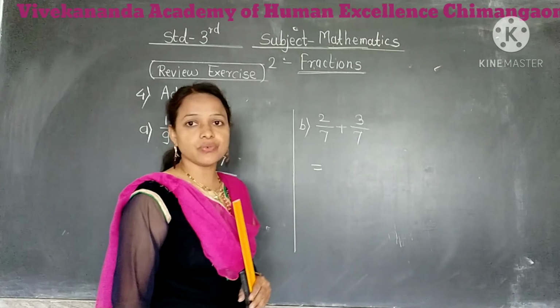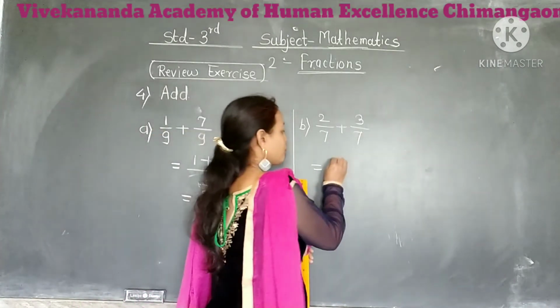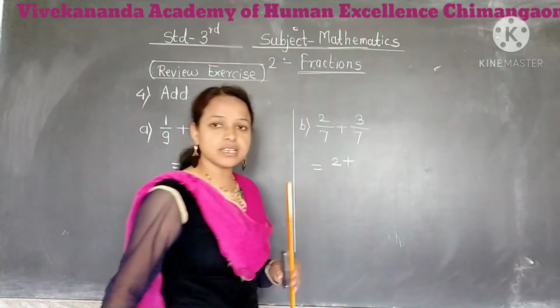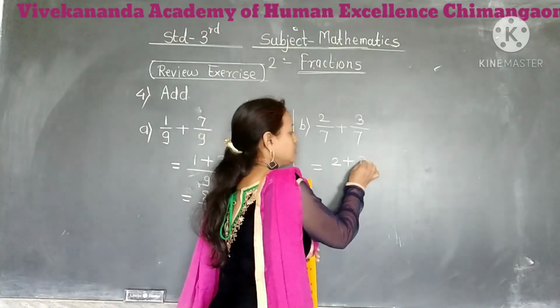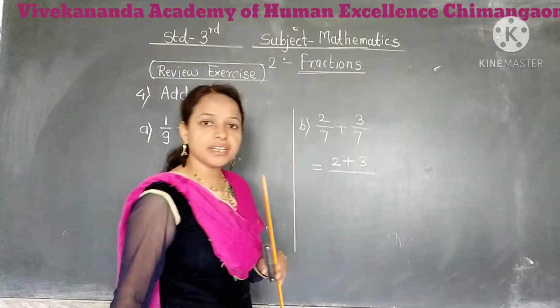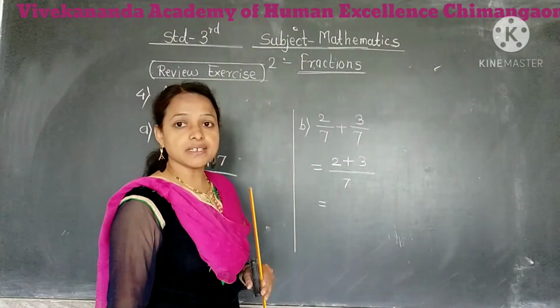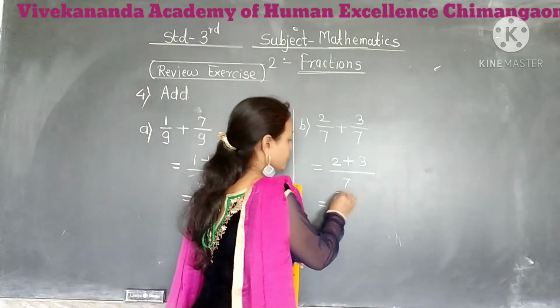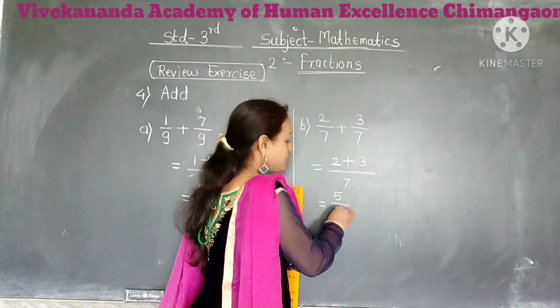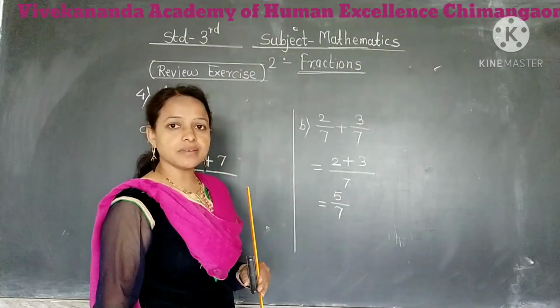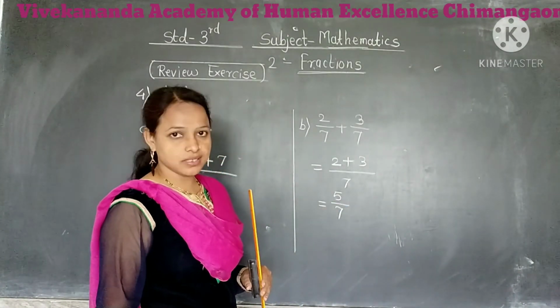Here 2 upon 7, its numerator is 2, and 3 upon 7, its numerator is 3, and the common denominator is 7. Now we will add 2 plus 3, which is 5, and the common denominator 7. So we get the sum 5 upon 7.